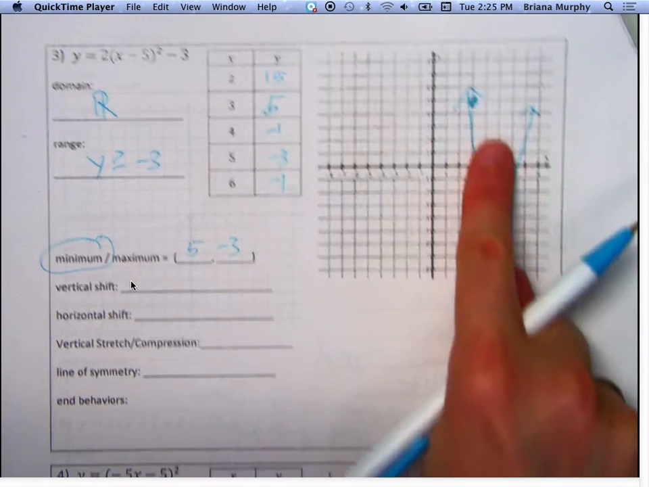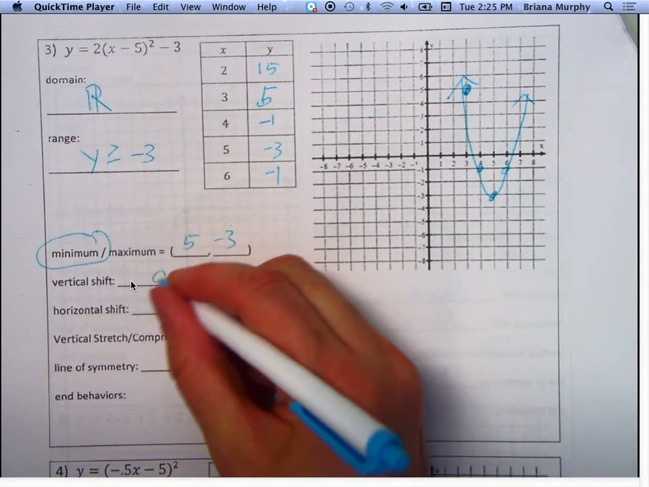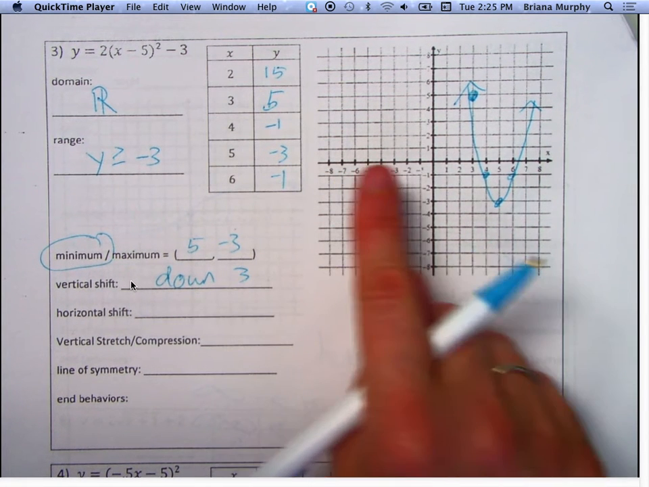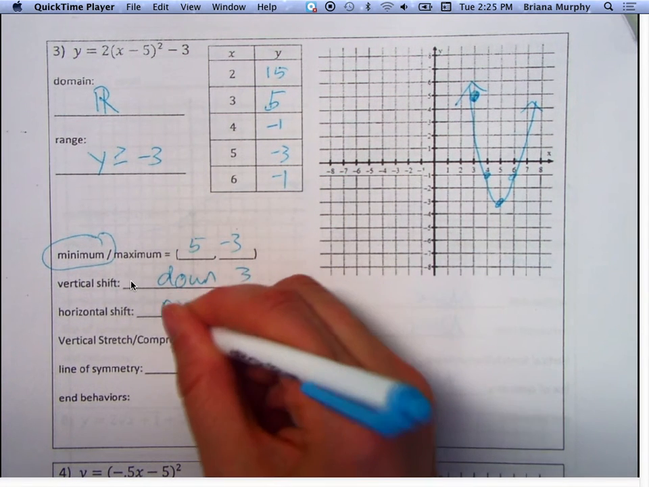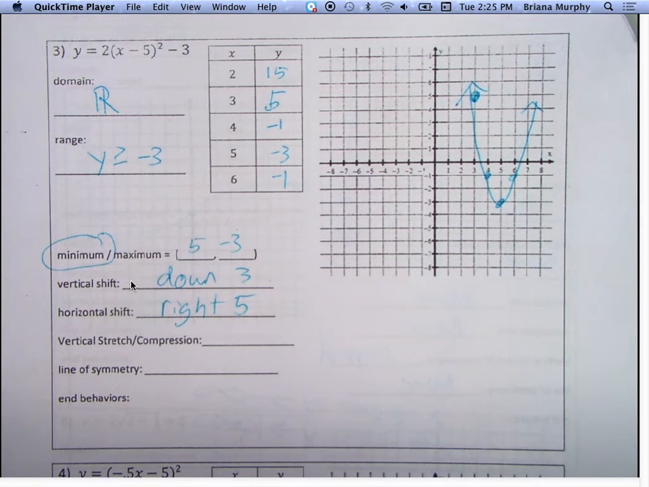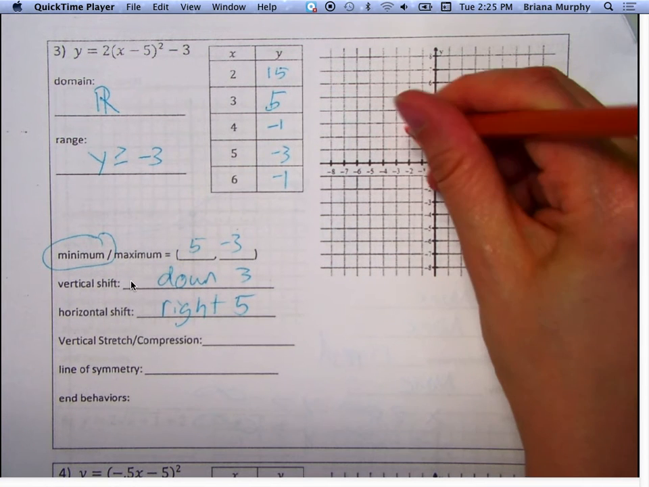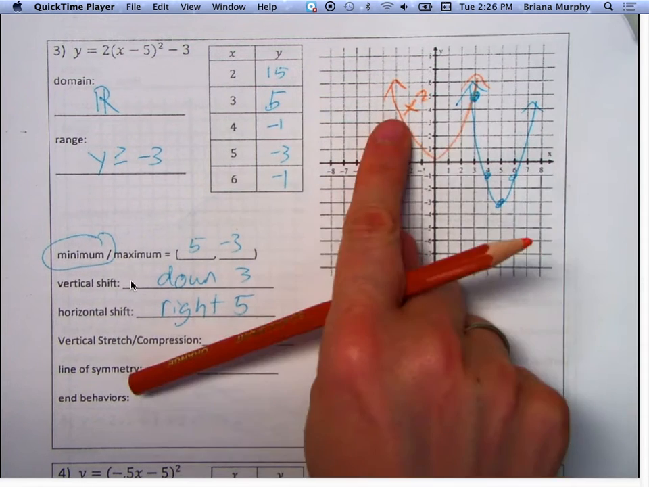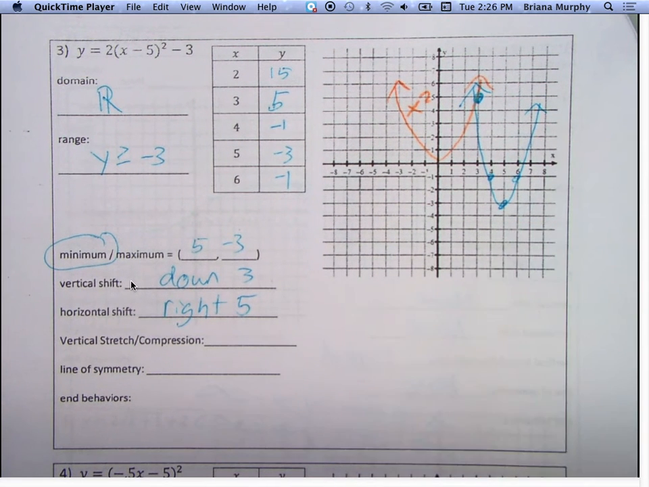What's my vertical shift? Did I go up or down? Down. How much? 3. Did I go right or left? Right, 5. And remember, I'm thinking of this all from x squared. X squared is like right here, that's my parent function. So it's what I did to go from there to there.